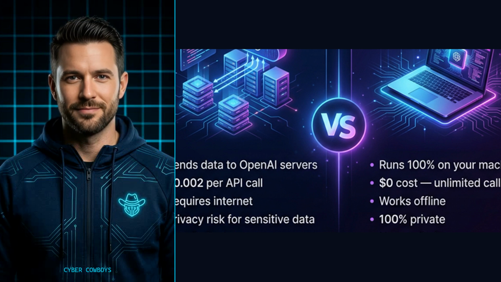Once installed, open your terminal. Run ollama run mistral. This downloads the Mistral 7B model, about 4 gigabytes, and drops you into an interactive chat session. Type whatever you want. You're talking to a real language model running entirely on your CPU. No internet connection after the initial download.